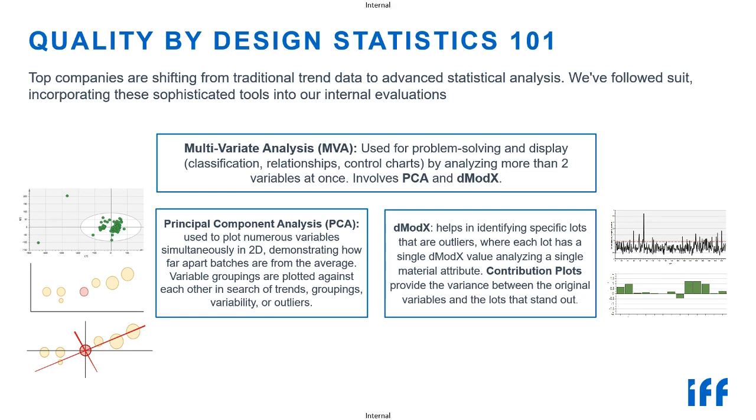The graph on the left-hand side clearly demonstrates that the data set has two groupings. We can use the DModX plot also to help identify lots that are outliers, and then through contribution plots we can look at the original variables which cause those lots to be outliers.